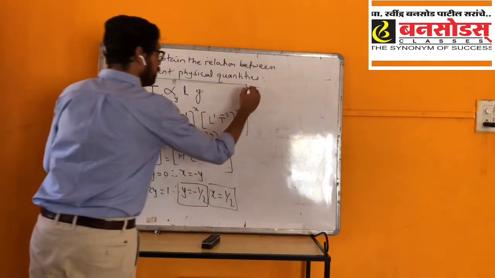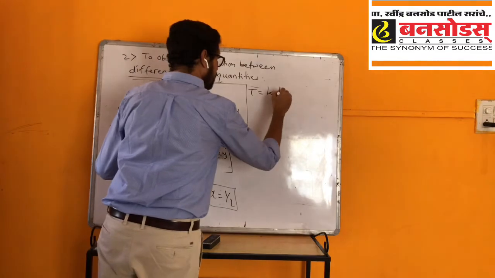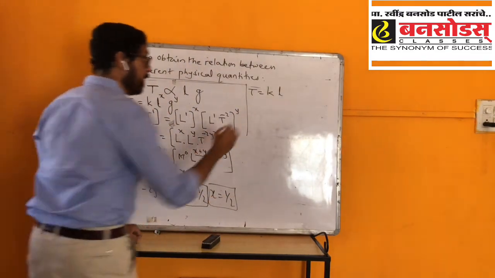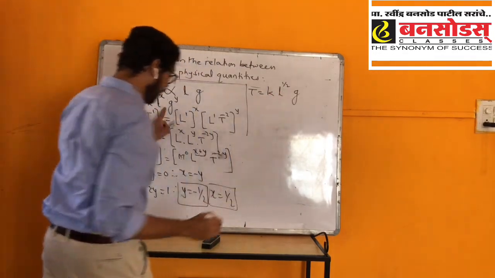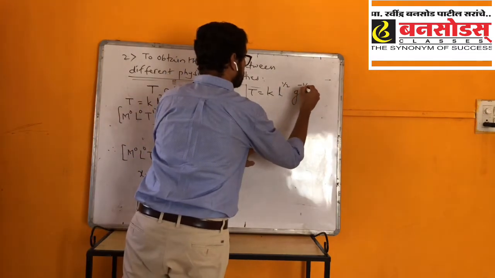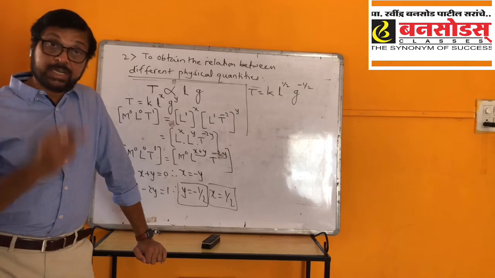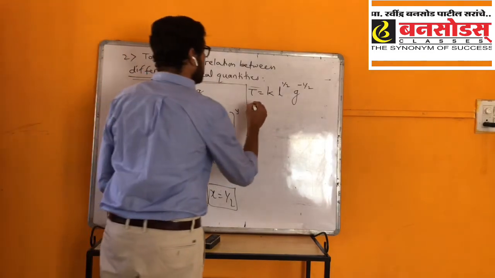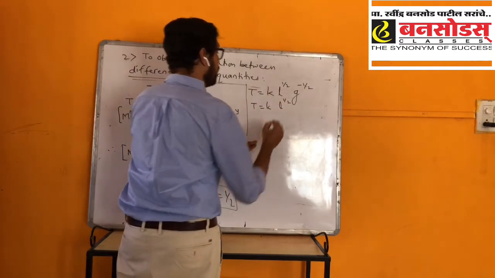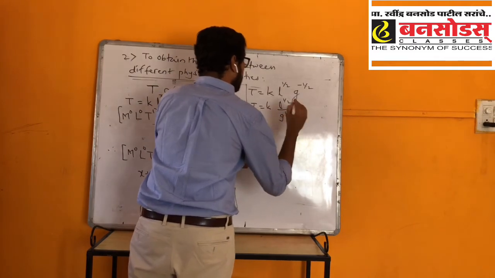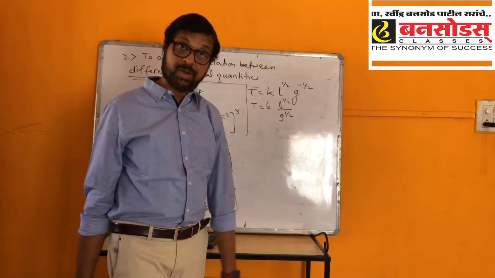So T will be equal to K L raised to X. How much is X? 1 by 2. G raised to Y. How much is Y? Minus 1 by 2. देखो सही है. T is equal to K L raised to 1 by 2, G raised to minus 1 by 2. Or you can say T is equal to K L raised to 1 by 2 upon G raised to 1 by 2. Am I right? Indices, ऊपर minus 1 by 2 है तो नीचे plus 1 by 2.